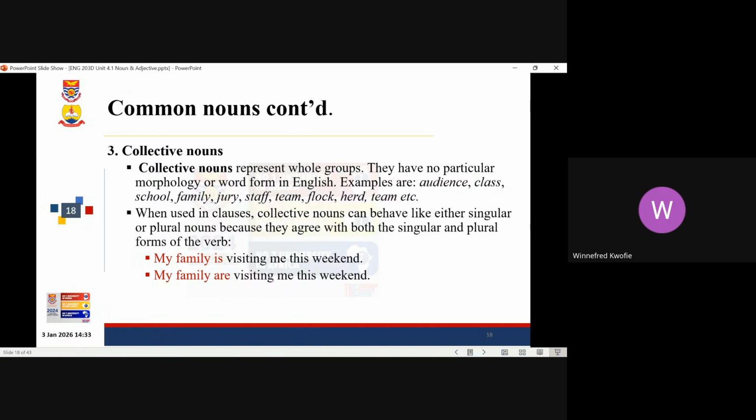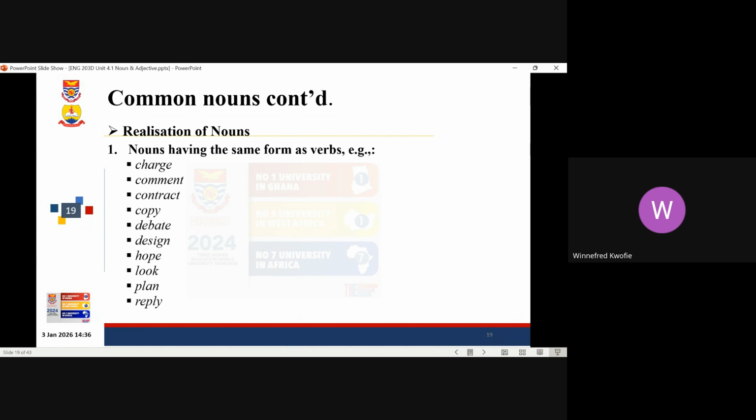So some other examples we have are team, staff, etc. So we can have the staff is meeting, the staff are meeting. The staff is visiting us this afternoon. The staff are visiting us this afternoon. So just like family, they can be treated as singular or plural depending on what the speaker is looking at.